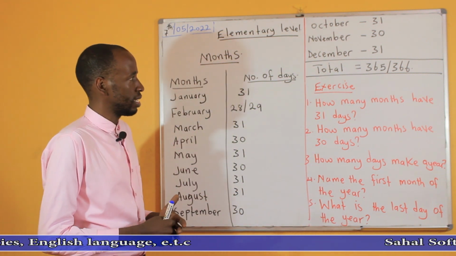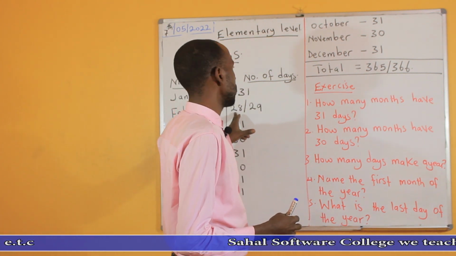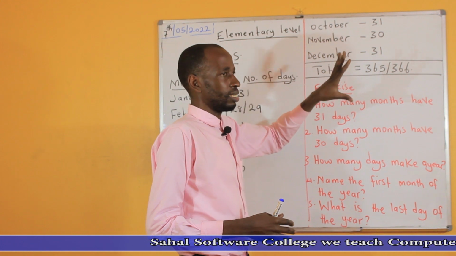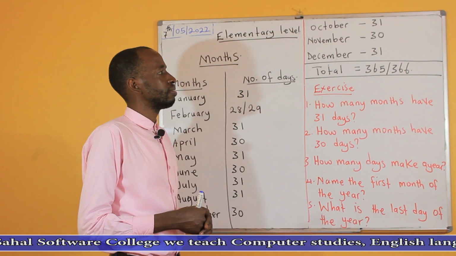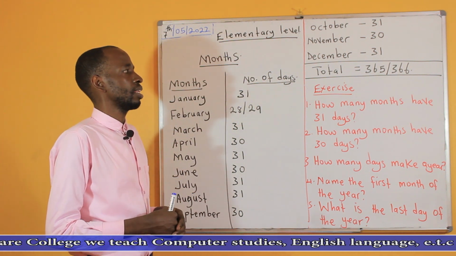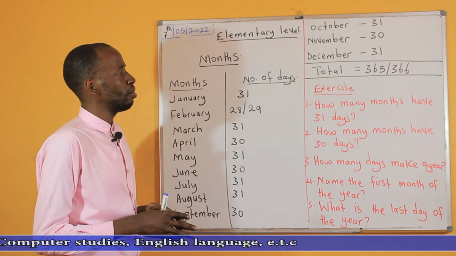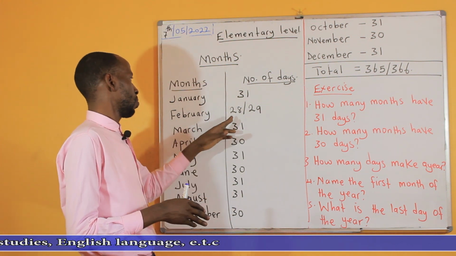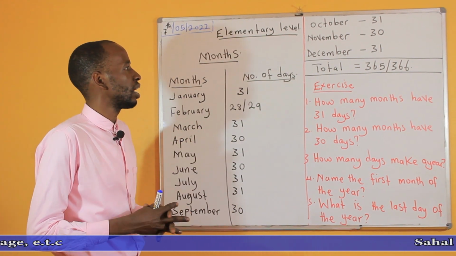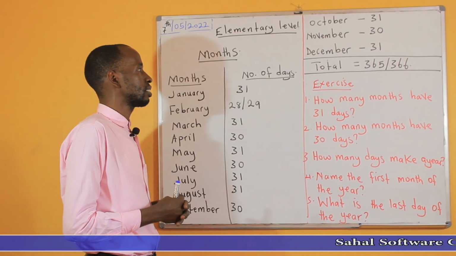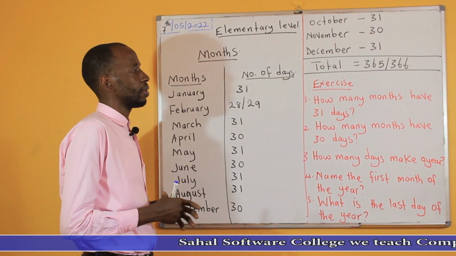December 31 days. So now, if you add all of them, because of this February, that's why you see here 365 and also 366. So in 1 year, sometimes we have 365 when February has 28 days, and sometimes we can have 366 when we have 29 in February.